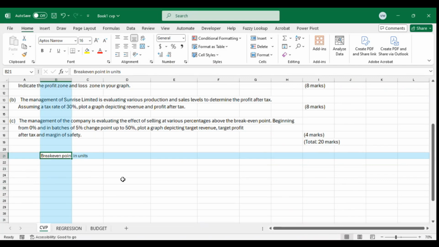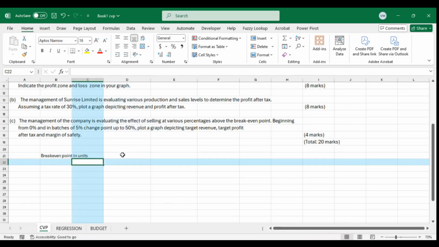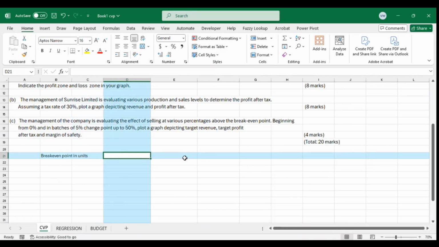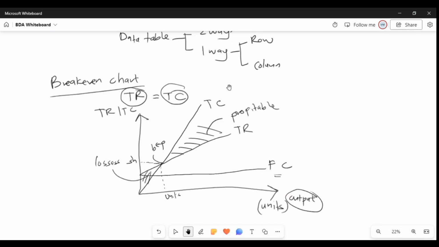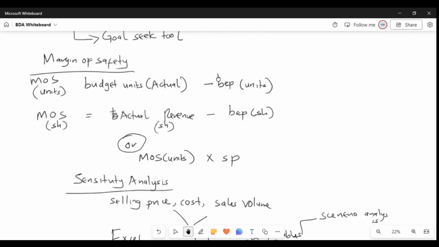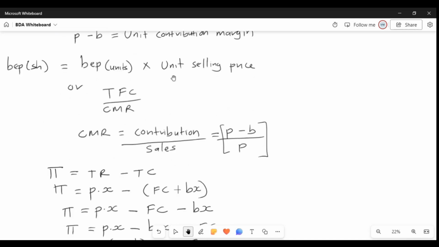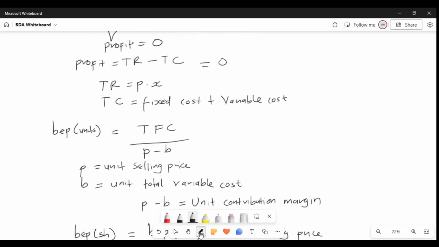Okay, so we need to get the break-even point in units. And remember what we said, that for us to get the break-even point in units, we need to take the total fixed cost, divide by the contribution margin per unit. We said that the break-even point in units is given by the total fixed cost divided by the unit selling price minus the unit variable cost. So that is what we need to do.